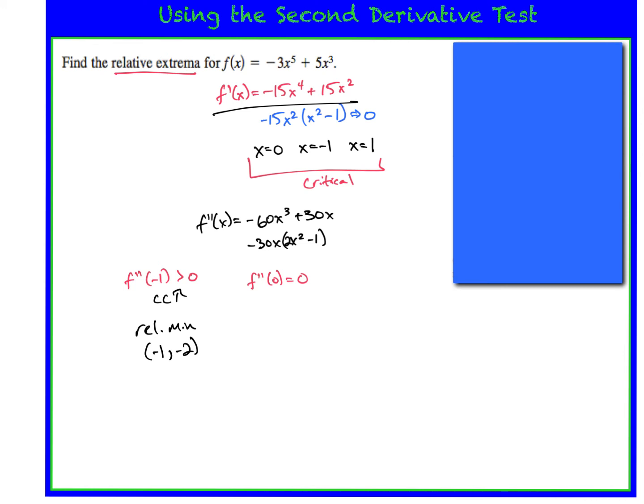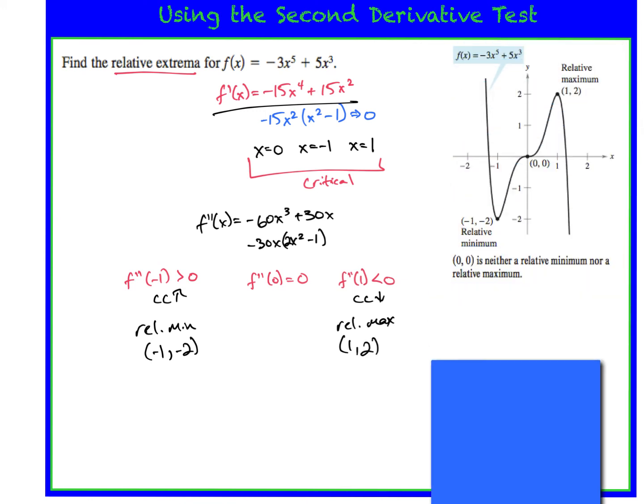All right. Let's look at 1. So what's f double prime at 1? Positive or negative? It's negative. It's less than 0, which means what? I'm concave down there. All right. Which means if I'm concave down and it's a critical number, what do we have? A relative max. So I have a relative max at 1 comma something. If I back substitute it, what do I get? I get 2.